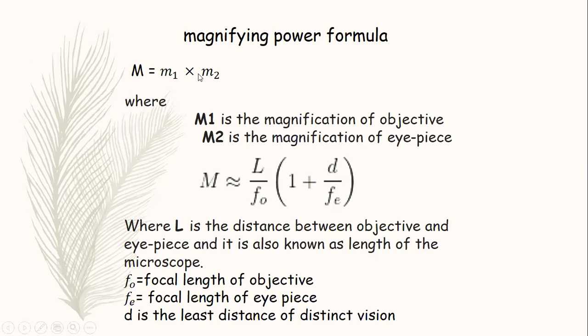So from the simple microscope formula, m2 is 1 plus d by fe. Here d is the least distance of distinct vision at which the final image is formed, and fe is the focal length of your eyepiece.